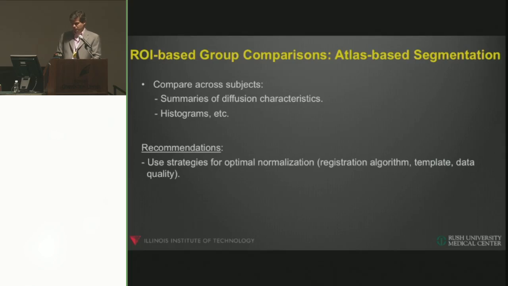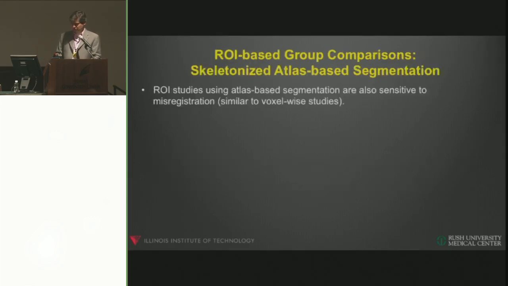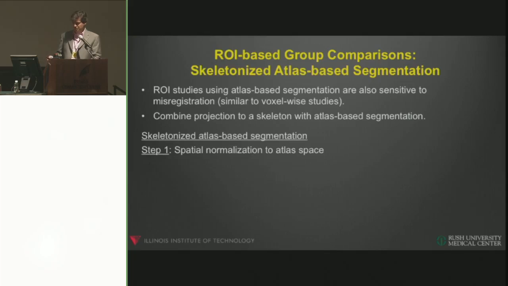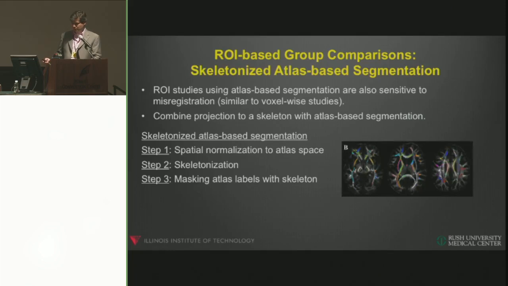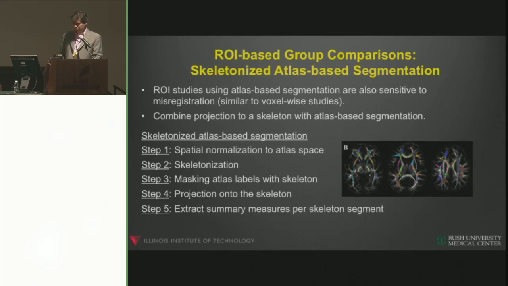Again, here you need to perform optimal normalization, as good as possible, but we know that you can never achieve perfect normalization. So an alternative to this is skeletonized atlas-based segmentation. The idea here is that you first spatially normalize to atlas space. You perform skeletonization like in TBSS. You mask the atlas labels with a skeleton, as done here. And then you project the information onto the skeleton, you extract summary measures, and you do your statistical analysis per skeleton segment.